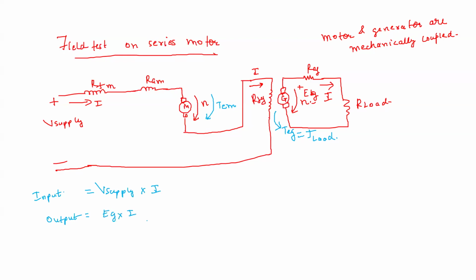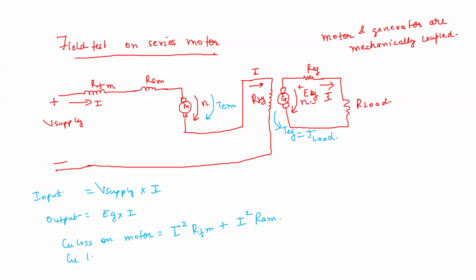Okay, so now what about losses? Let us say copper loss on motor. Copper loss in the motor is the copper loss in the field winding of the motor plus the copper loss in the armature of the motor. The field winding has current I, so the loss is I square RFM, plus I square RAM, which is the same current flowing in the armature.